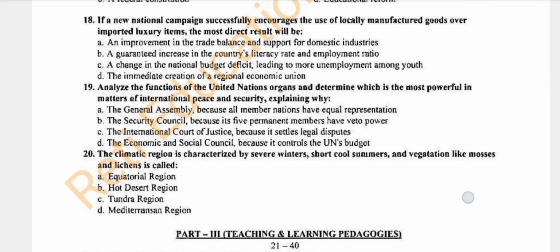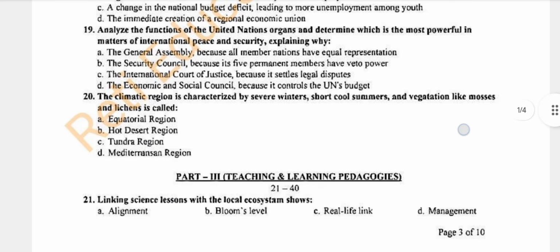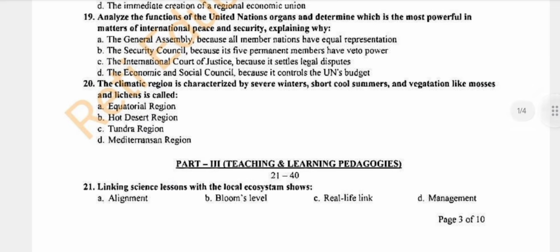Question number 20. The climate region with severe winters, short, cool summers, and vegetation like mosses and lichens is called, and the correct option is C, Tundra region. Now come questions from part 3, teaching and learning pedagogies. Question number 21. Linking science lessons with the local ecosystem shows, and the correct option is C, real life link.